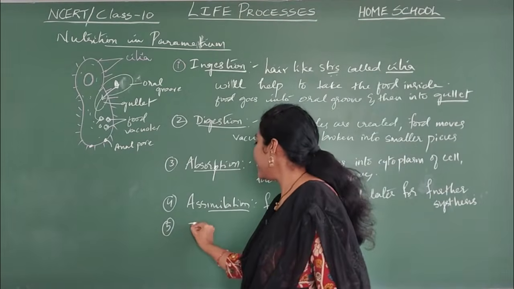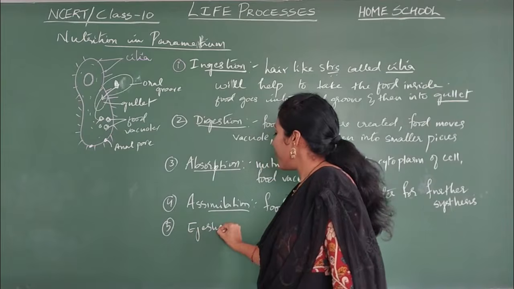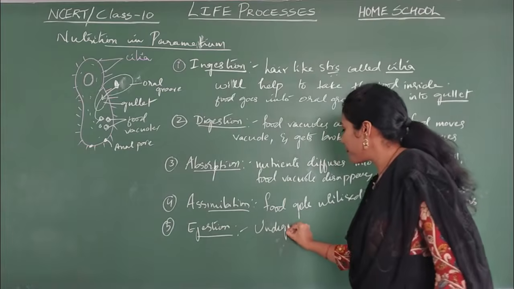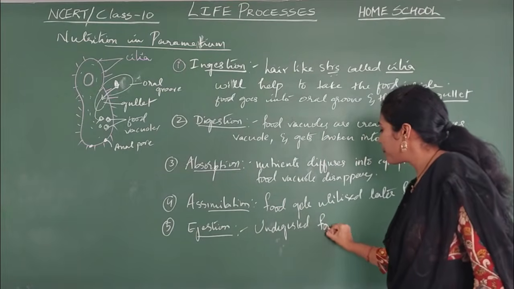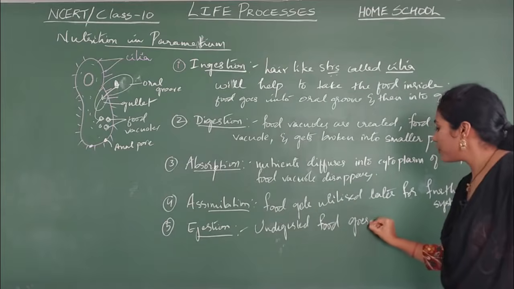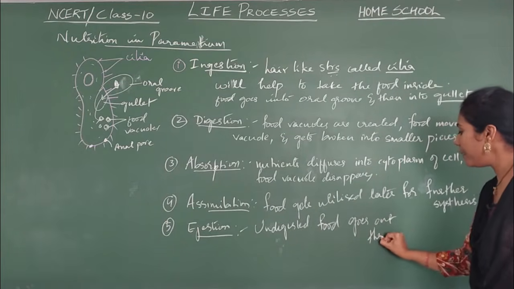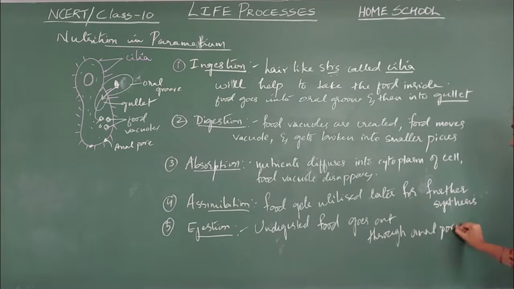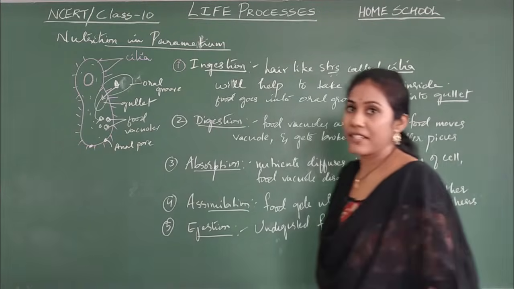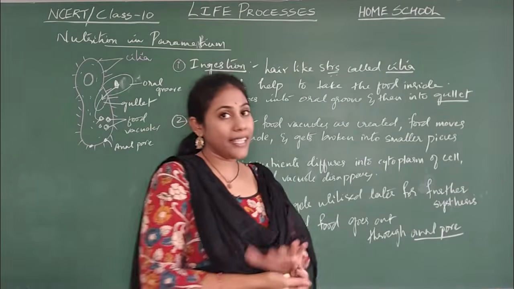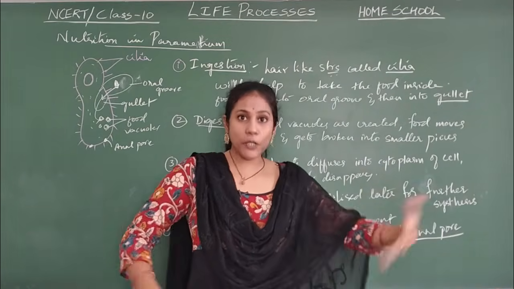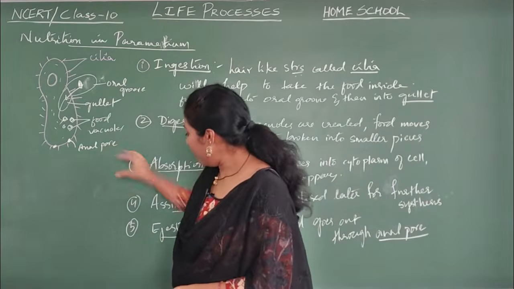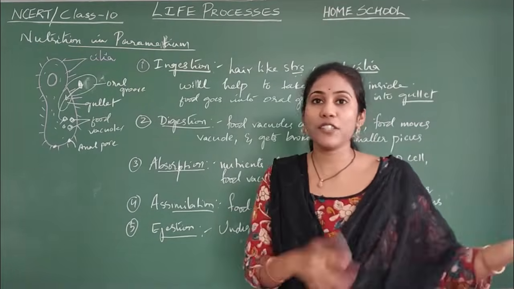So what will I write in case of egestion? How does egestion happen here? Undigested food goes out through the anal pore. Much advanced, something a little different from amoeba, isn't it? In amoeba, how does the undigested food go outside? From the cytoplasm itself. But here, anal pores are present. Through anal pores the undigested food is going outside.